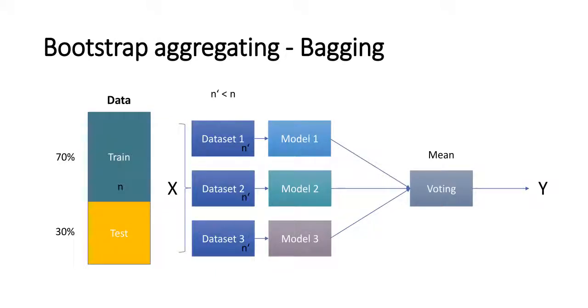Bootstrap aggregation, or bagging, is a similar approach. So you have basically a train and test data set, which you're going to split. Then you take the training data set and you put it in, let's say, three different bags or data sets, which are going to be randomly chosen. And then you apply in parallel three different models, and because of majority voting you will have, let's say, a dog or a cat. You will take the mean of it and this is your output.